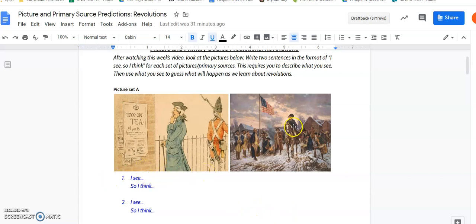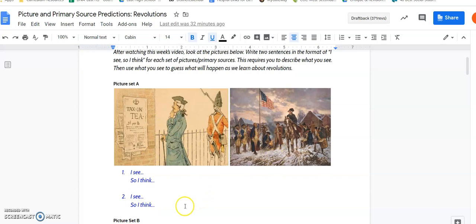I see a man on a horse. I see a different row of soldiers with blue coats. So I think they are different soldiers from the red soldier. So I think the man on the horse is a leader of the other group of people. Whatever you think based on the pictures you see here, I want you to include below.